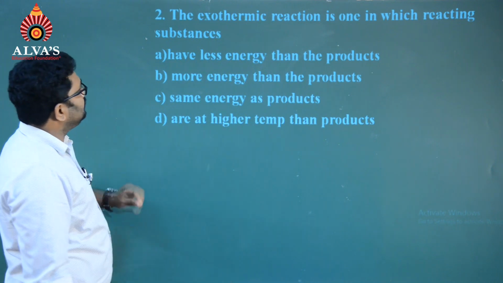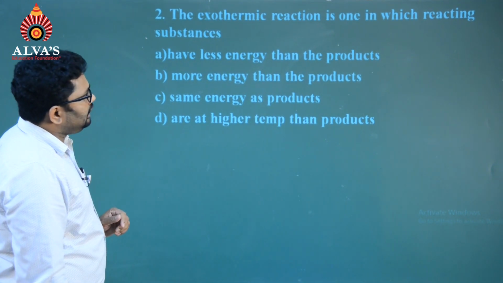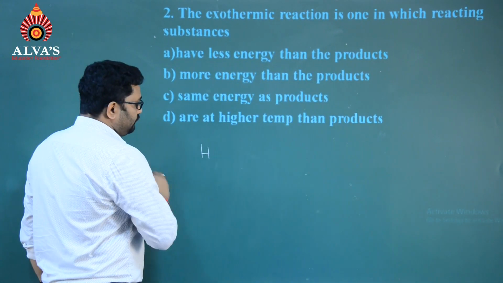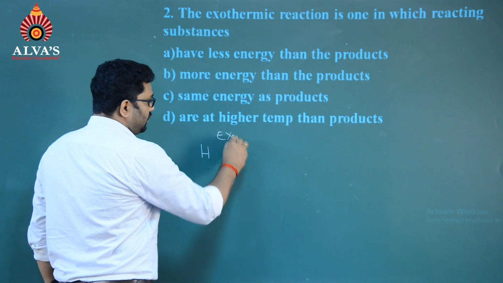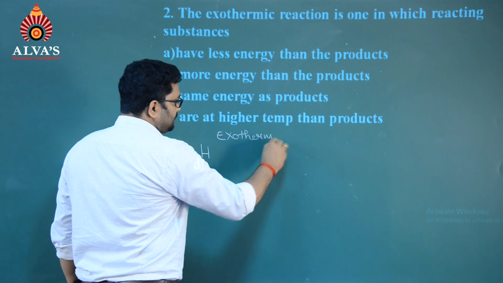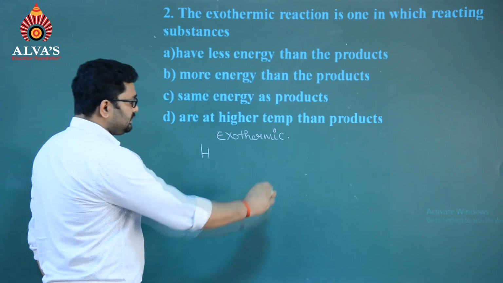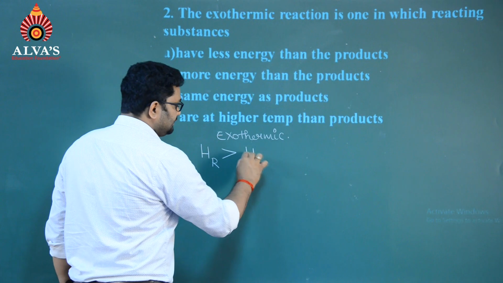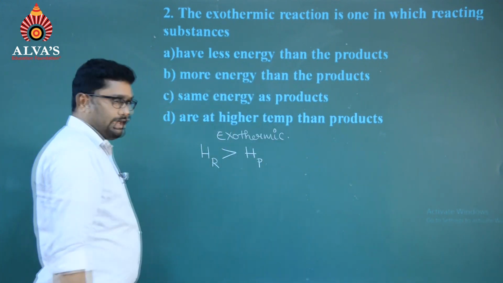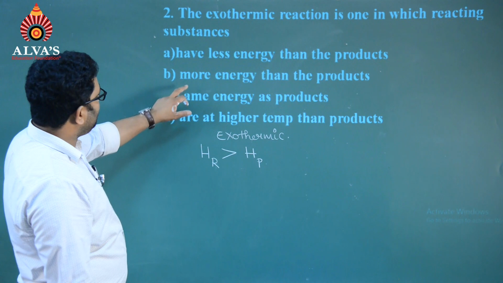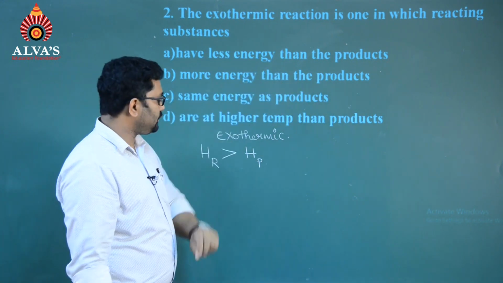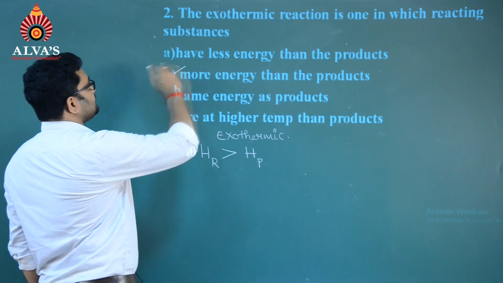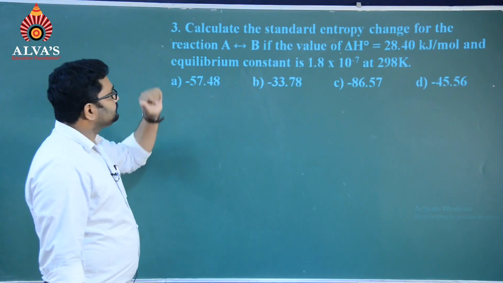Question number 2. The exothermic reaction is one in which reacting substances, the enthalpy of the, for exothermic reactions, the enthalpy of the reactant is greater than the enthalpy of the product. Hence, the option for the question is more energy than the products. More energy or more enthalpy than the product. Answer is the second option.